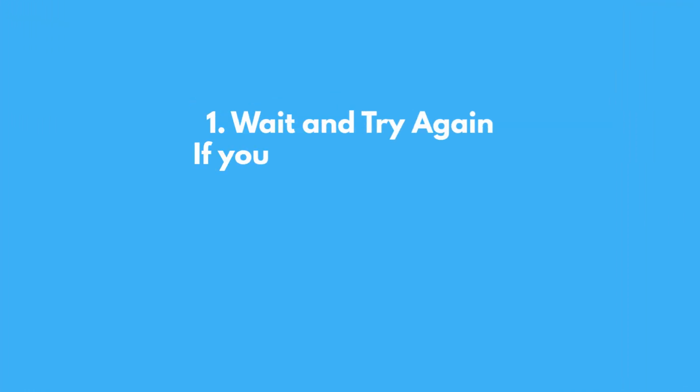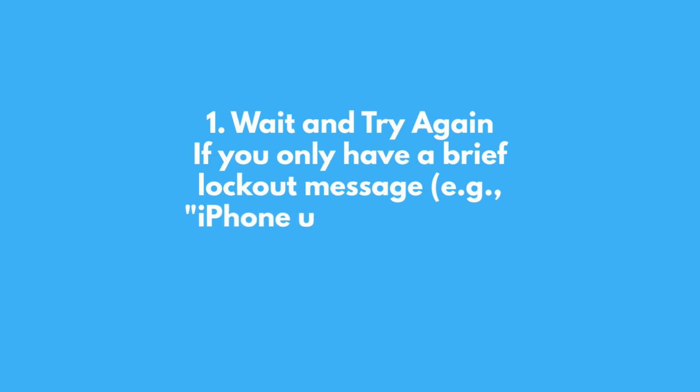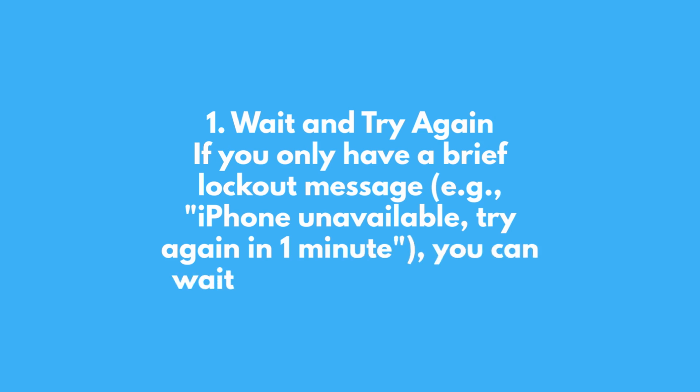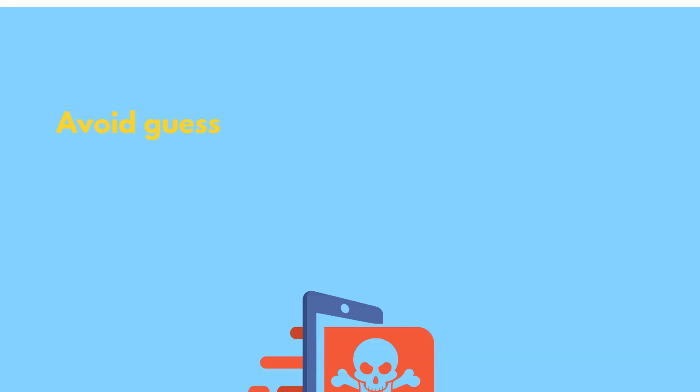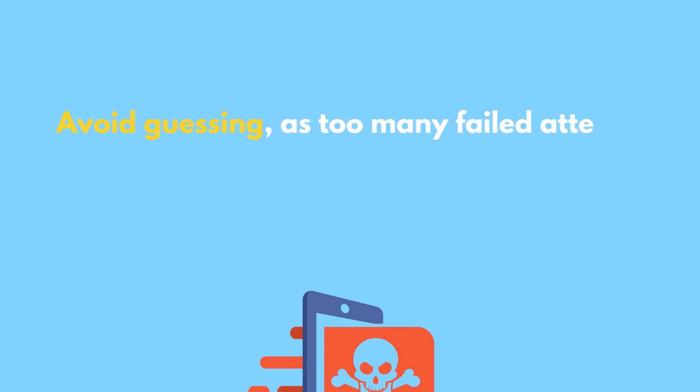1. Wait and try again. If you only have a brief lockout message, e.g., iPhone Unavailable, try again in 1 minute, you can wait for the timer to finish and then reattempt your passcode. Avoid guessing, as too many failed attempts could permanently disable your device.